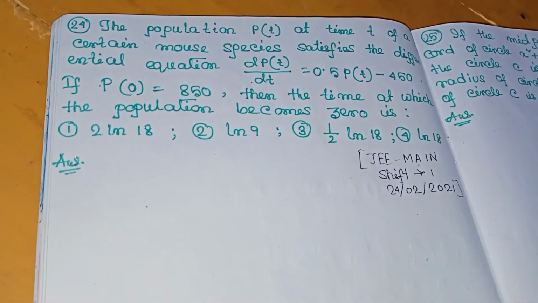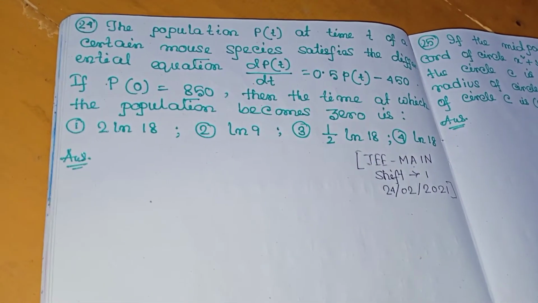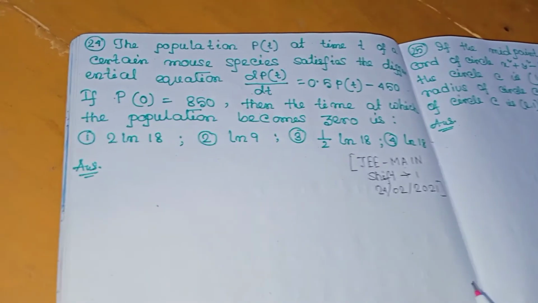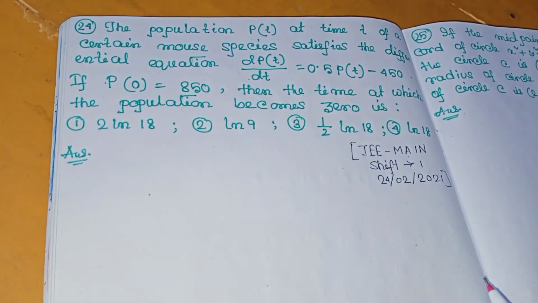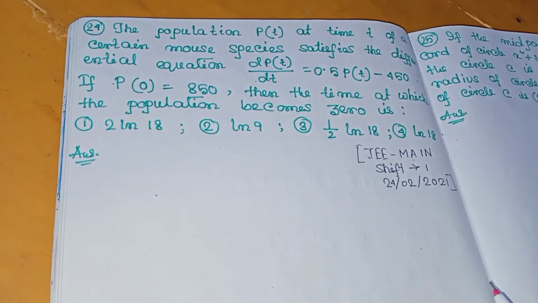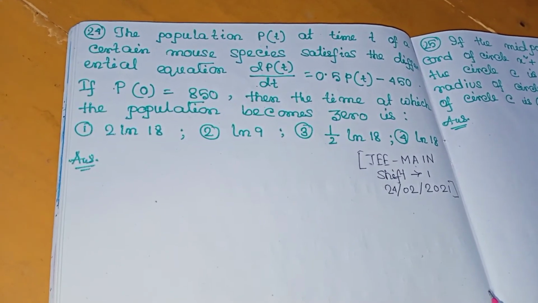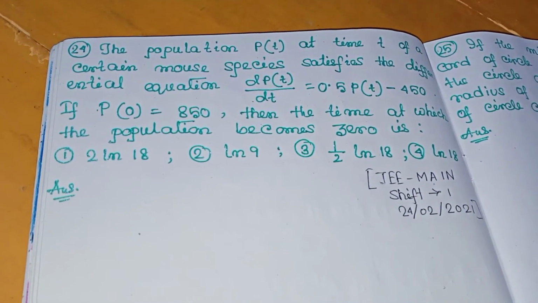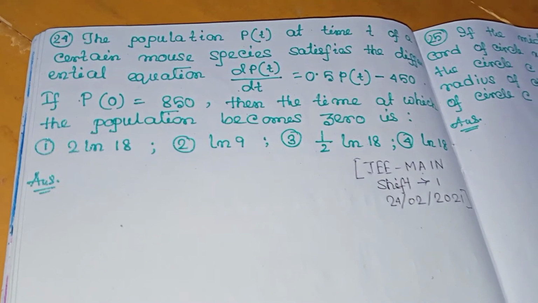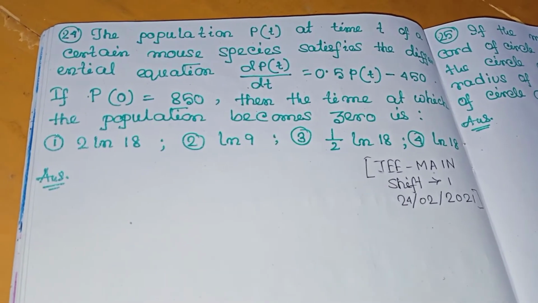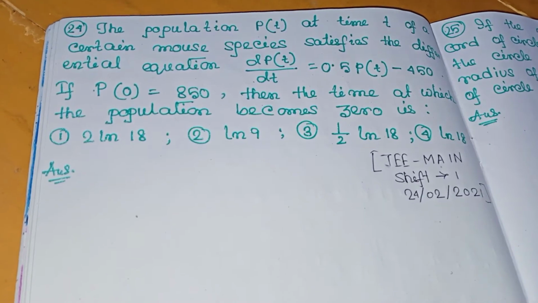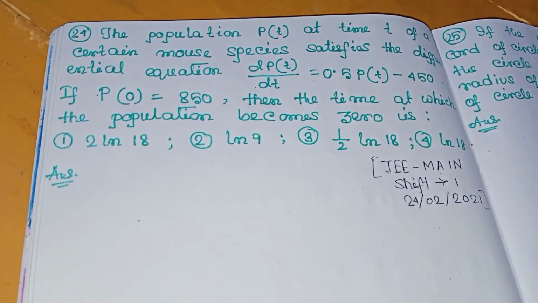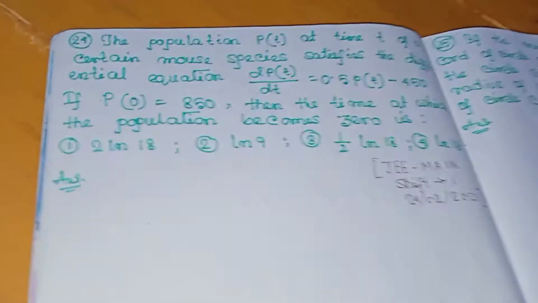Today we solve JEE Main Shift 1, 24th of February 2021 question. Question number 24. It's a memory based question. The population P(t) at time t of a certain mouse species satisfies the differential equation dP/dt equal to 0.5 P(t) minus 450. If P(0) is equal to 850, then find the time at which the population becomes 0. So this is a question on differential equations.